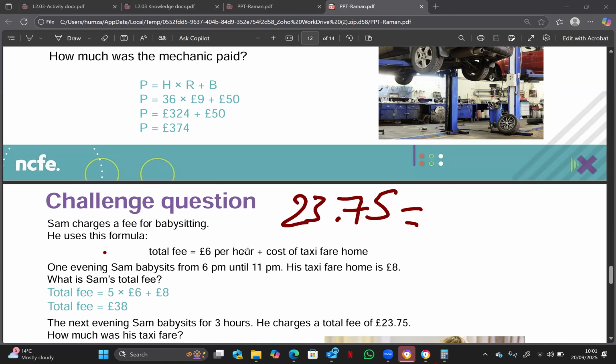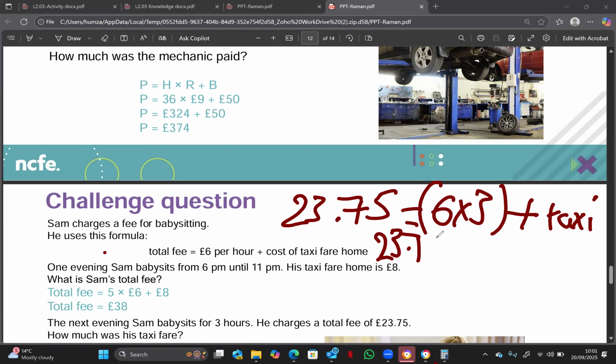So what would we do to work out the hours? We would do the 6 multiplied by 3. Is that clear? Six times three is 18, add the taxi fare. So now what we need to do is £23.75 equals 18 add taxi. Sorry, one second. So 18 add taxi, yeah? Now how would we work out the taxi?